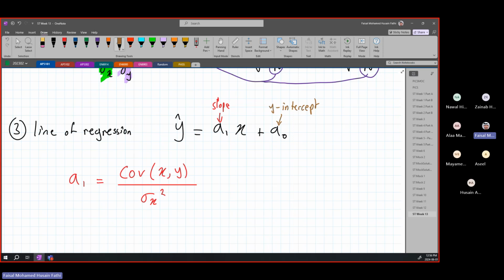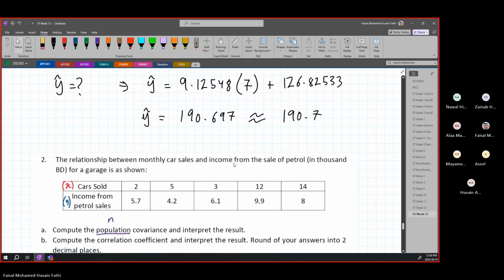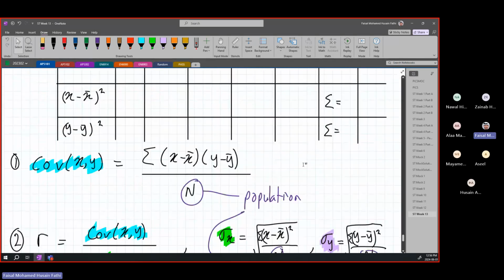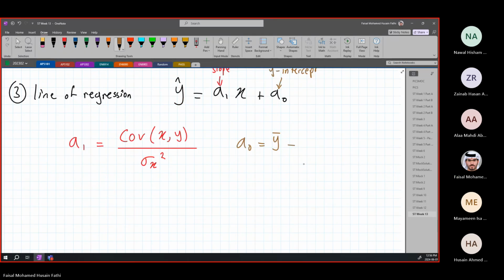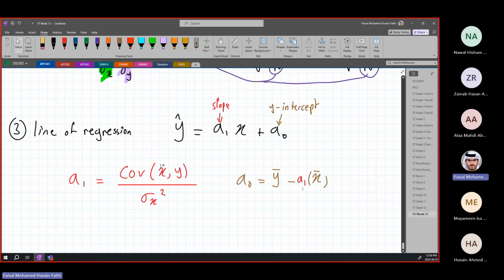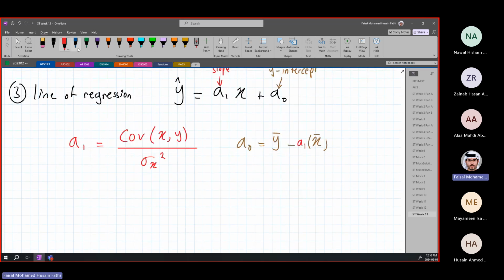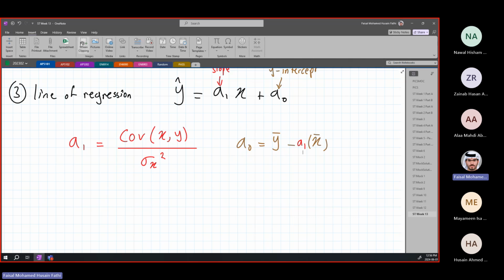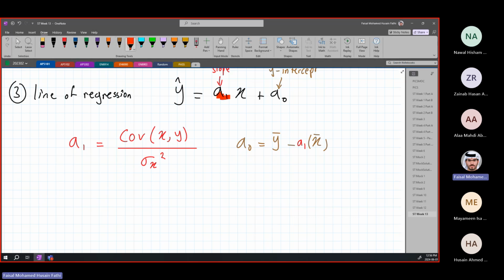And then a0 is simply y average minus, is it minus or plus? I think it was plus, no, minus. Minus a1 x bar. So a0 equals y bar minus a1 x bar. And that's it. Then you're going to plug your values back into a1 over here and into a0 over here.